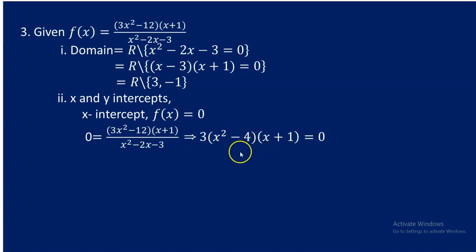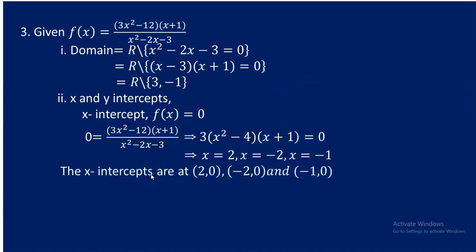From this, try to look for those values that can make this 0. The numbers are 2 and minus 2. Basically, 2 and minus 2 are obtained from the first bracket expression, because x squared is 4 when x is either 2 or minus 2. So 4 minus 4 turns 0, and the whole thing turns 0. At minus 1, everything again goes 0. So our x-intercepts are 2, minus 2, and minus 1. So we have 3 places where we have x-intercepts.